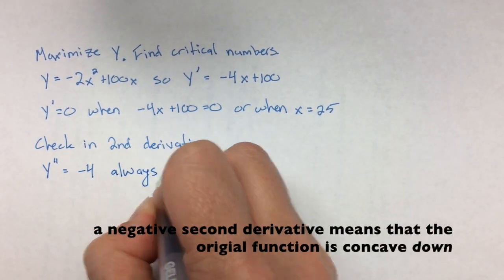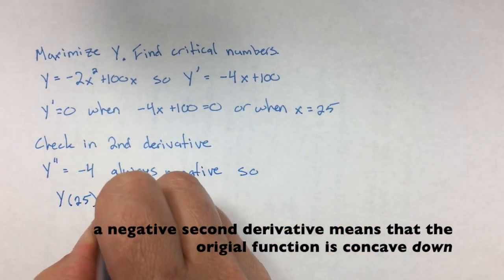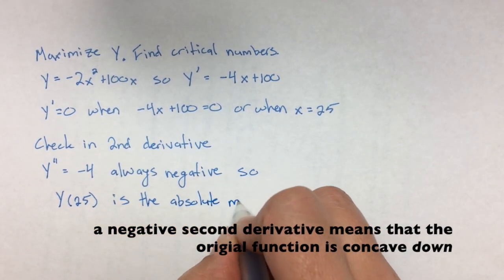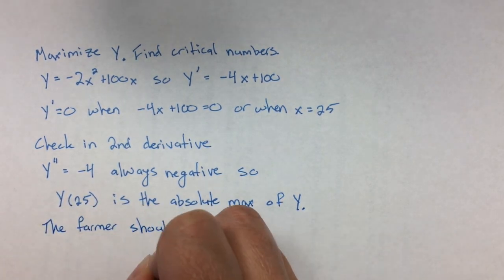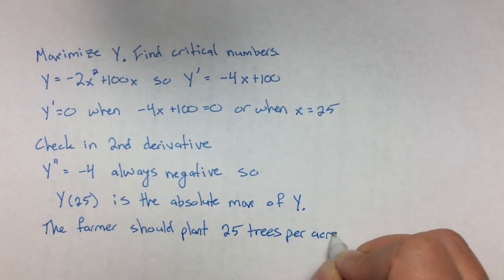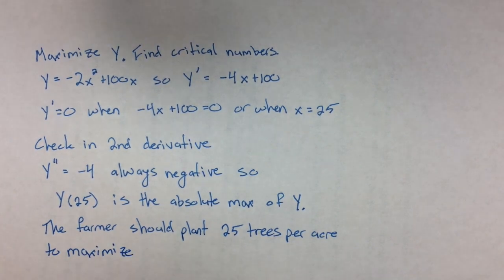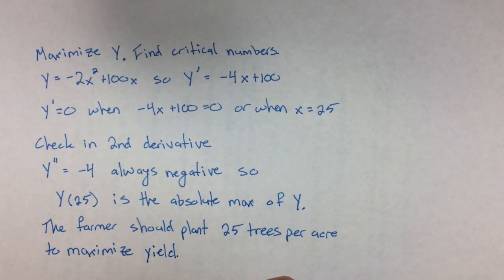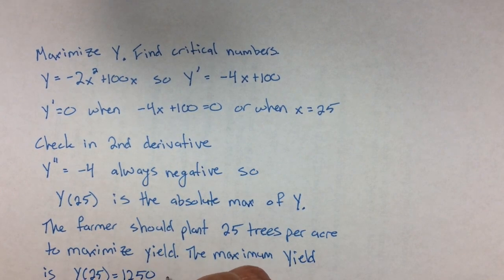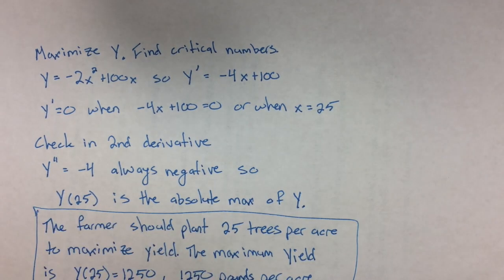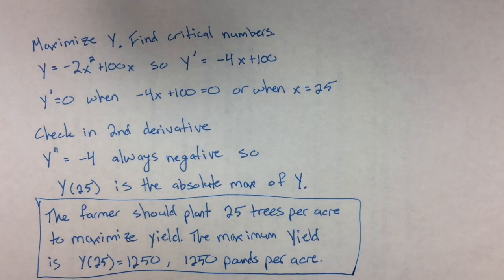Now we check that number in the second derivative. The second derivative is negative 4, which is always negative, which means that 25 gives us the absolute maximum of our yield function. So the farmer should plant 25 trees per acre in order to maximize yield. To figure out what the maximum yield is, we plug 25 back into the original yield equation and find that maximum yield is 1,250 pounds.